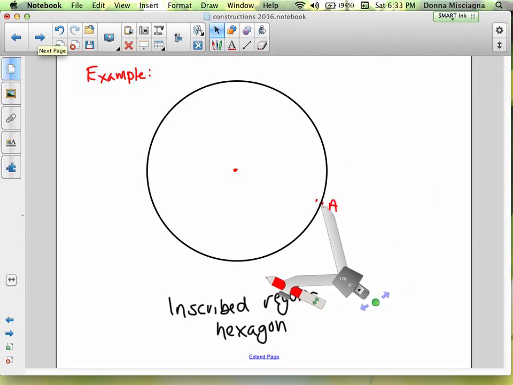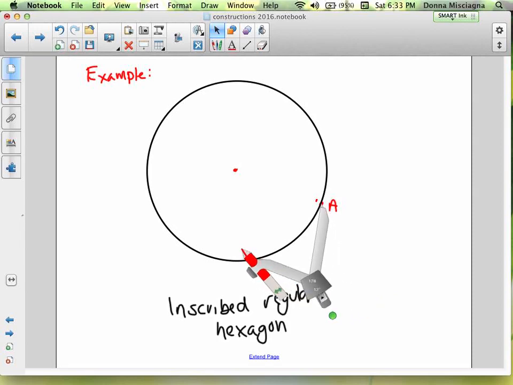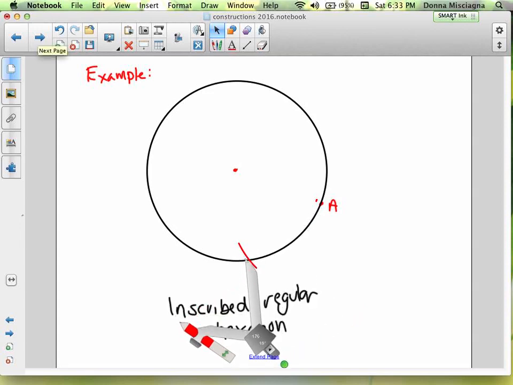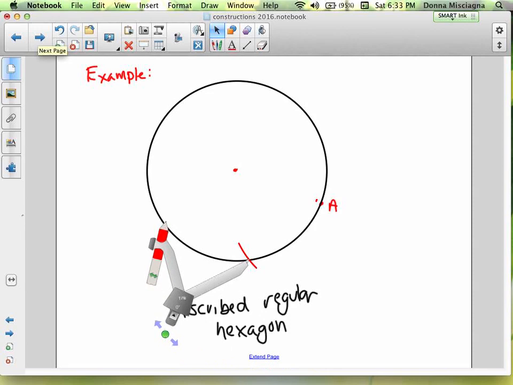All right, so now I put my compass right on point A. I think that's the center of point A. And I didn't change the width at all, and I'm going to make an arc. And that's my second vertex. A is my first, that arc is my second, and I'm going to move the compass. I'm not going to change the spread. And come on, compass, go. And I'm going to make another arc.